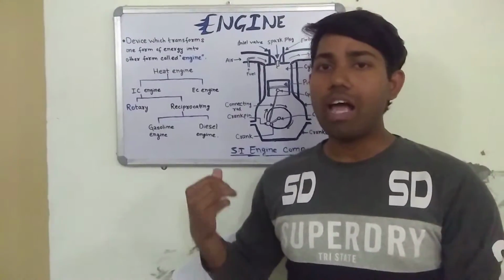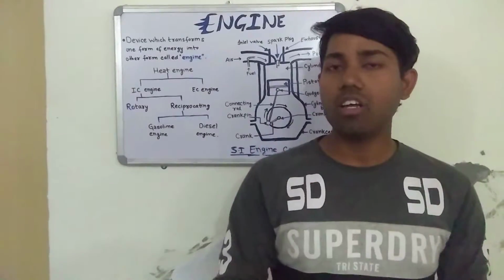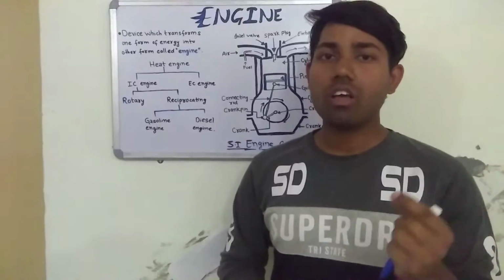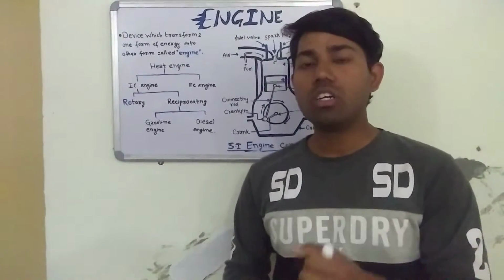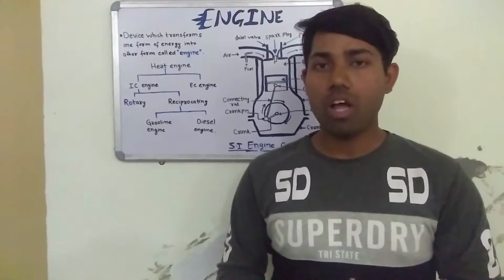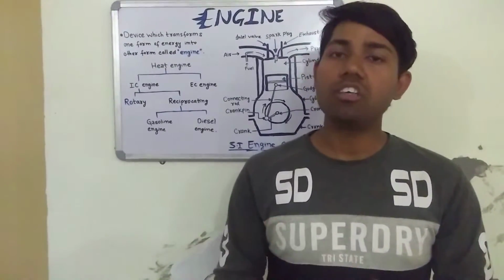And in this video I am going to explain only the types of internal combustion. So the types of internal combustion, there are two types. First one is gasoline engine, second is diesel engine. In gasoline engine we use petroleum and in diesel engine we use diesel.